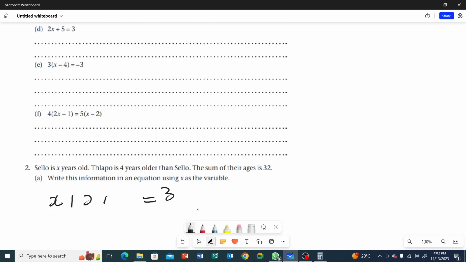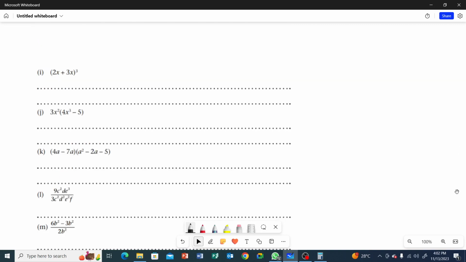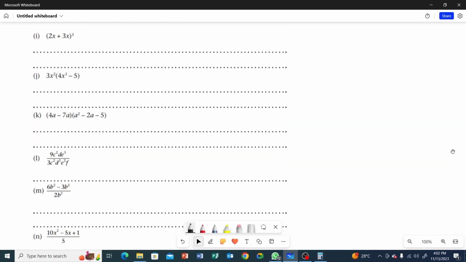So also continue to solve that one. You must also solve here, guys. This is simplification. Here you need to simplify, guys. It's an algebraic expression, not an equation.